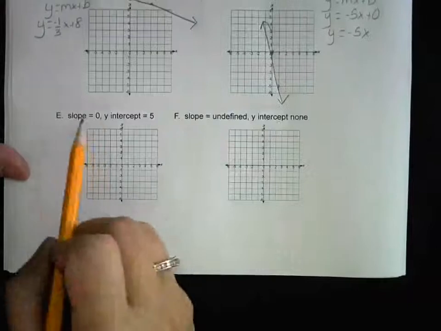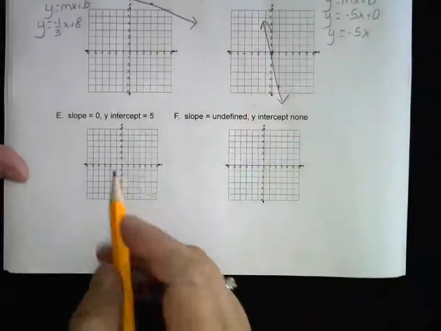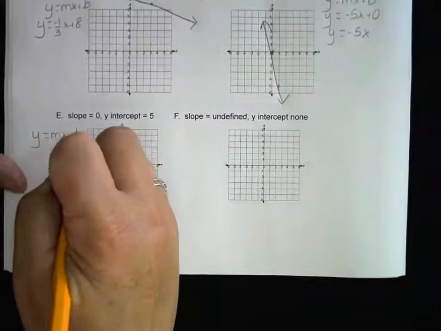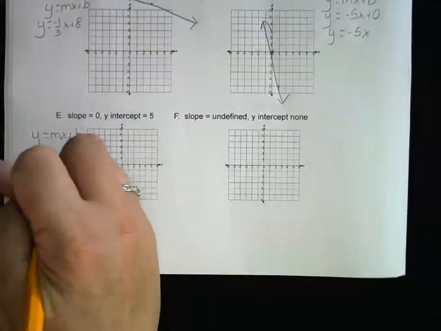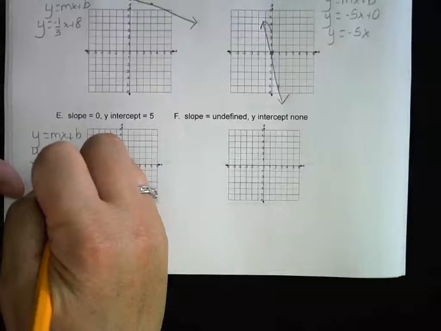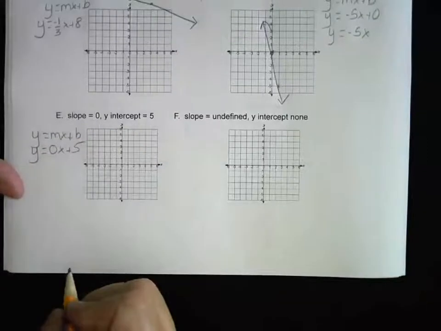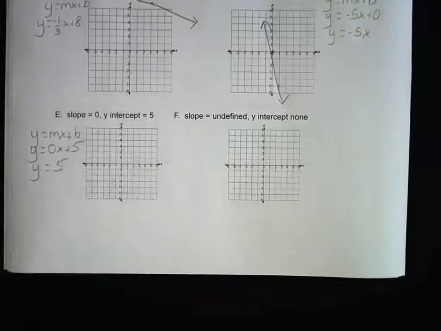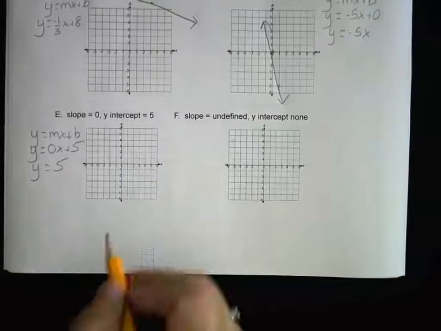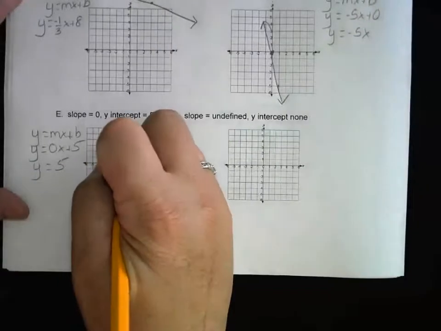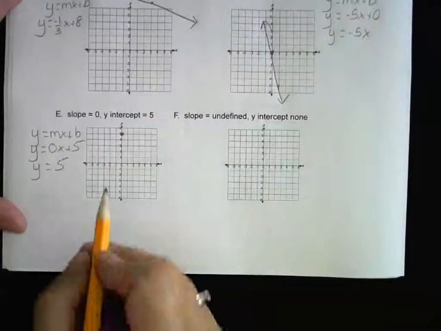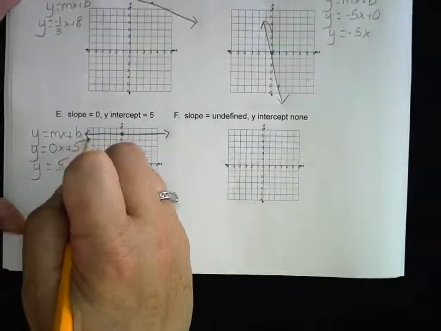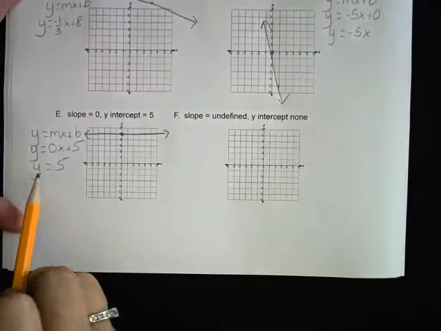Letter E, we're kind of opposite of letter D, putting this into y equals mx plus b. That would be y equals 0x plus 5, or just y equals 5. This crosses the y-intercept of 5, and the slope, it doesn't go up or down at all. So that would be y equals 5.